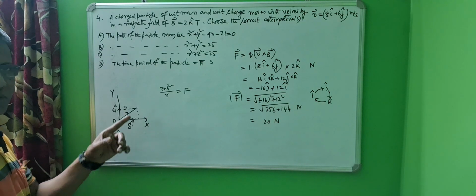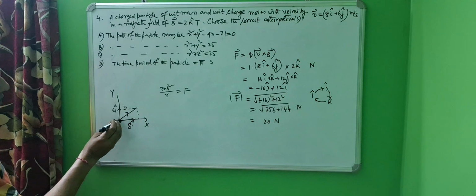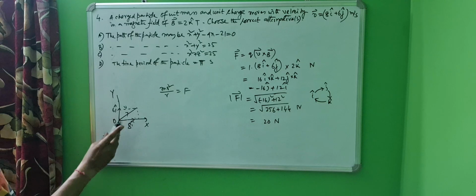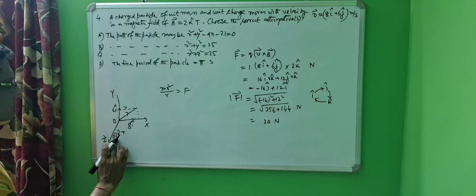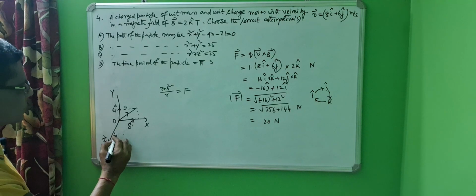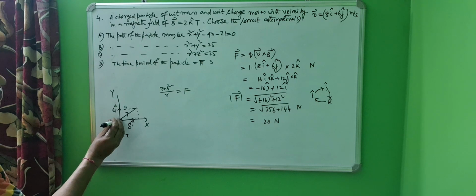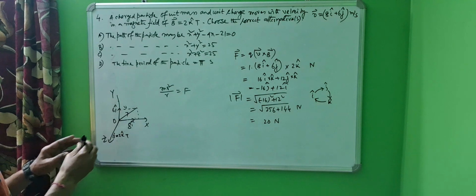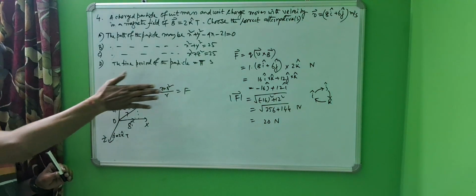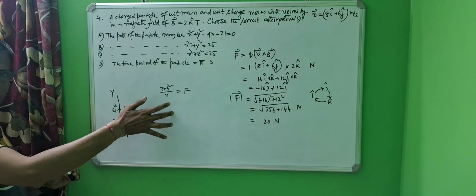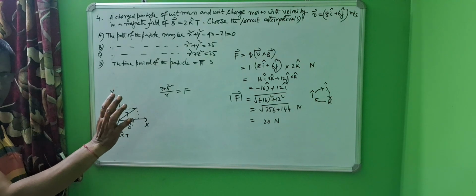Now the position of the problem: v is in this direction and b is in this direction, twice k t, where b equals to twice kt. So b is in this direction. So v cross b will be parallel to this board, or parallel to the xy plane, or in the xy plane.